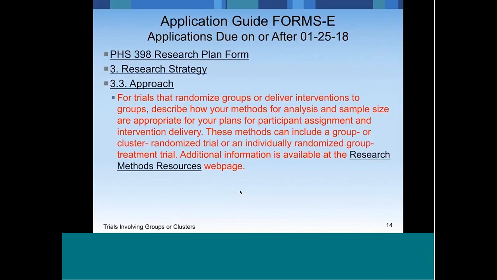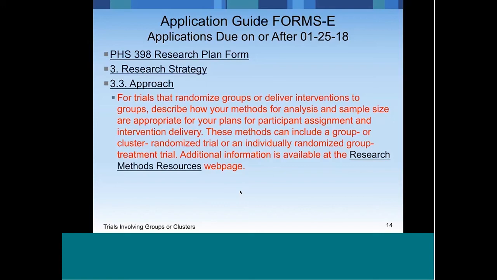If you look at the new application guide, which is available on the NIH website, if you go to that website I showed you earlier on new requirements for clinical trials, you'll find your way there. Under approach, we have this language that's been added. For trials that randomize groups or deliver interventions to groups, describe how your methods for analysis and sample size are appropriate for your plans for participant assignment and intervention delivery. These methods can include a group or cluster randomized trial or an individually randomized group treatment trial. Additional information is available at the Research Methods Resources webpage.